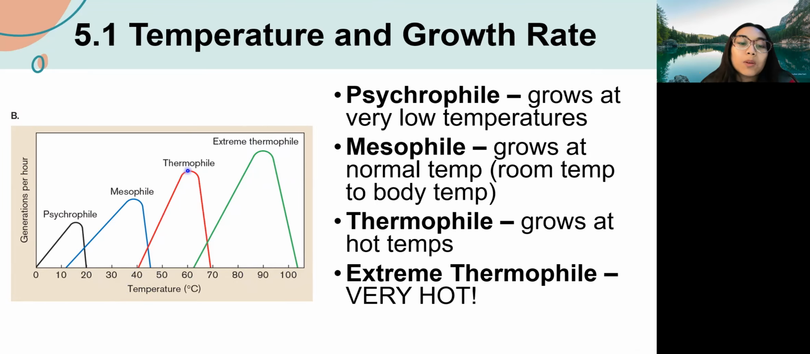So also keep in mind that their range also limits them. So for example, a thermophile grows really well at hot temperatures, but again, would not be able to grow at body temperature, which is around 37. So again, they have their limits. They are able to grow at really high temperatures, but not at low. And same for the psychrophiles. They can grow at really low temperatures, but not hotter than that.